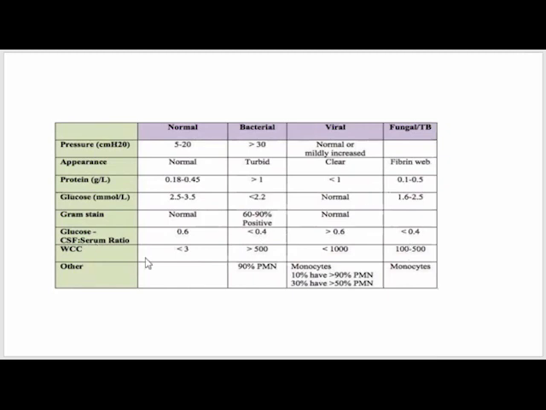White blood cells count. Normal is less than 3 cells. In bacteria, you will see greater than 500 polymorphs. In viral, less than 1,000. In fungi or TB, it is between 100 to 500. Okay, then there are those others.